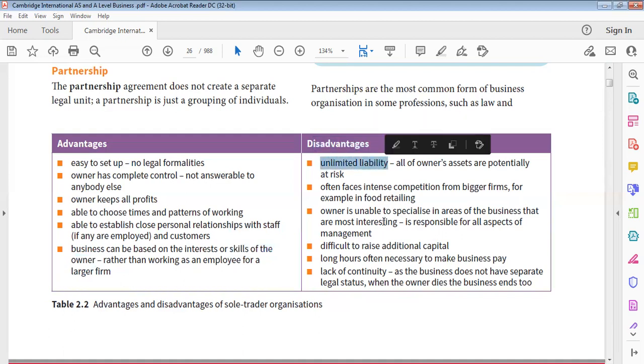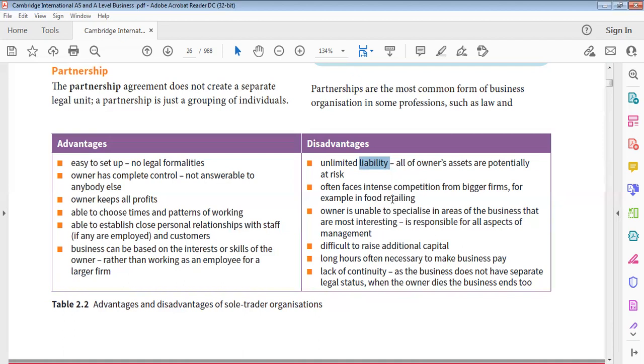Look at this: unlimited liability. Now, what does this mean? This is a very, very important concept. Unlimited liability means, first of all, let's discuss liability itself. What does liability actually mean? Liability means you owe someone, technically. So we're talking about business here, so it's whatever money the business owes, right? Because most businesses deal on a credit basis. They buy the goods now, but they pay later, right?